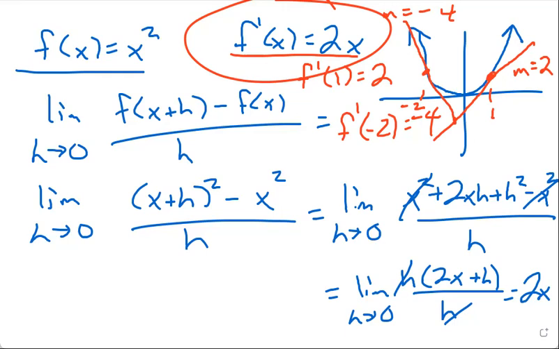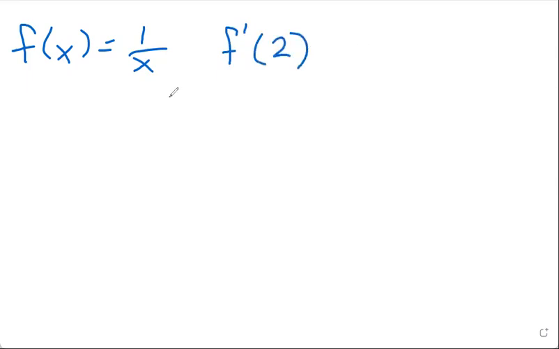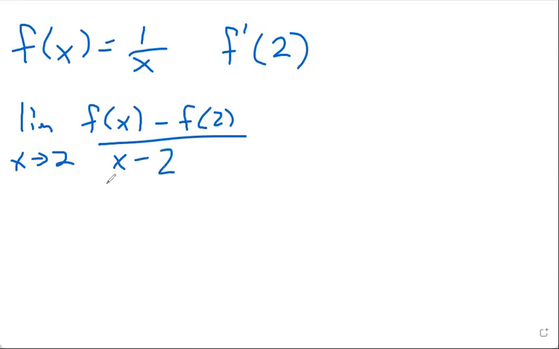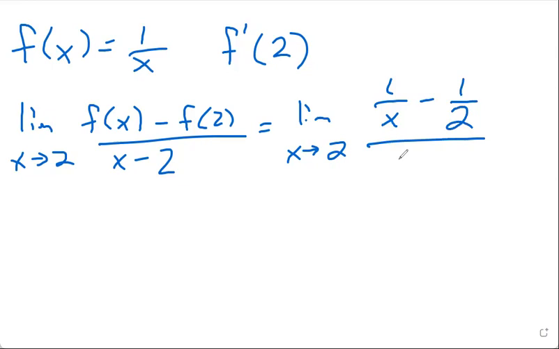So let's do another example. Let's say I asked you to find, again using limits, for f of x equals 1 over x, f prime of 2 using the limit definition. One way to do this is the limit as x approaches 2 of f of x minus f of 2, over x minus 2. Again, if it was 3, you would put a 3 and a 3. So the limit as x approaches 2 of 1 over x minus 1 over 2, over x minus 2.